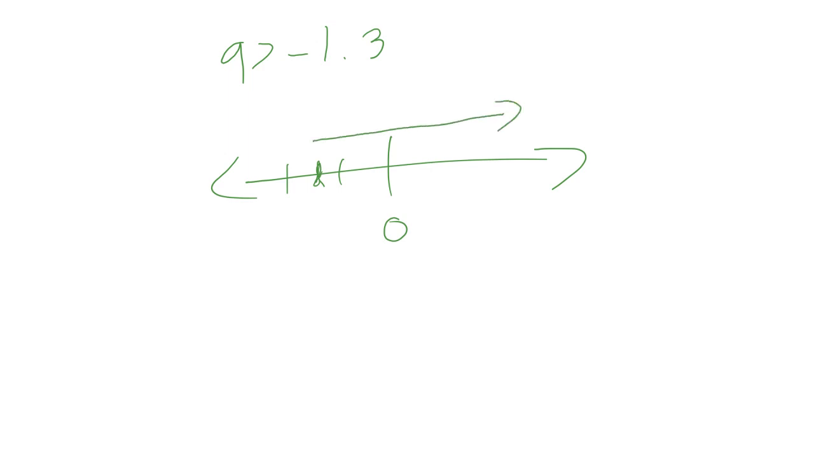Now I just need to determine if my circle is open or closed. Open circles are for things that are greater than or less than. Closed circles are for if it's greater than or less than and equal to. So it's an open circle because this does not include the 1.3. This is just the numbers that are greater than negative 1.3. So remember that when you're graphing.